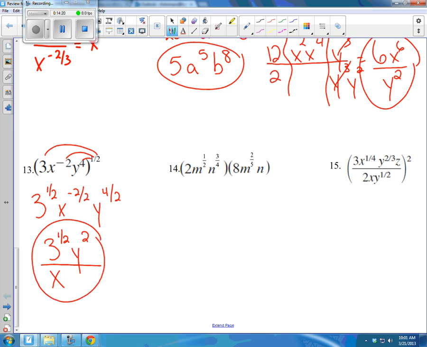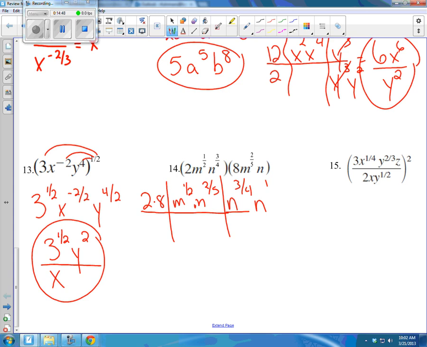So there's 13. 14. So on 14, I do see parentheses, but I don't need those parentheses really, because there isn't anything on the outside. So what I'm going to do is just multiply the things that are alike. So I'm going to organize actually. I'm going to put my numbers together. I'm going to put my m's together. And I'm going to put my n's together. And since nothing is negative, it all just stays in the numerator.